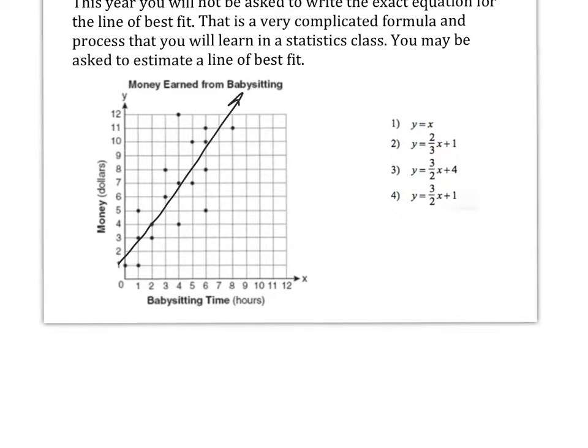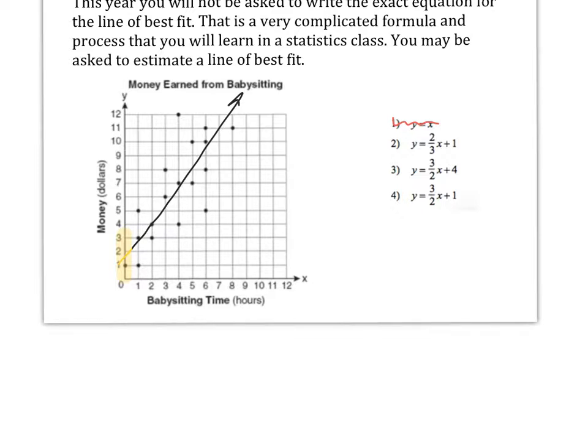So we're just approximating. As we look at this, it looks like the y-intercept, and I'm going to highlight this, is right about a little over 1, close to 2. That's what it appears to be for me. So as we look at the available options, number 1 is y equals x. That means the y-intercept is 0. I would definitely not say our y-intercept is 0.